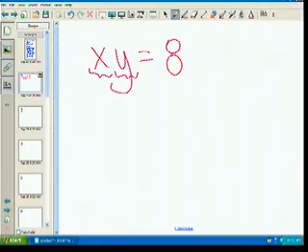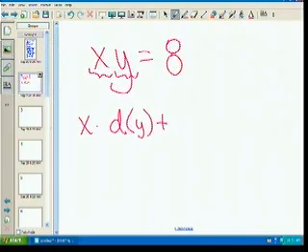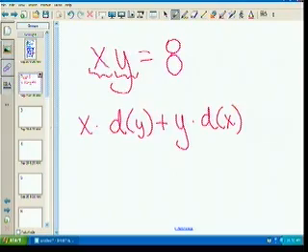So if we were to use the product rule, we would say first times derivative of the second plus second times derivative of the first. Is that okay for the left side? And what about the right side? 0, right? Derivative of 8 is 0.